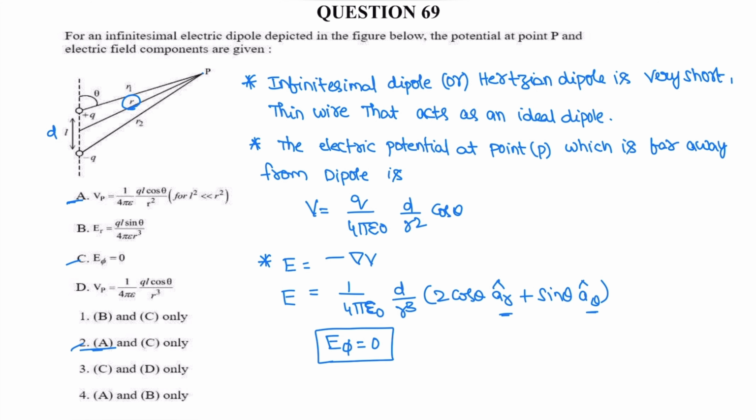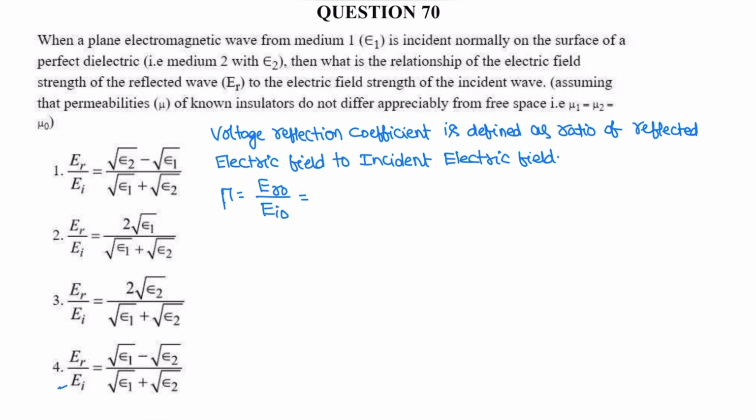Option 2 is correct. Next, when a plane electromagnetic wave from medium 1 having permittivity of epsilon 1 is incident normally on the surface of a perfect dielectric, medium 2 with permittivity of epsilon 2, what is the relationship of the electric field strength of the reflected wave to the electric field strength of the incident wave? So the reflected component of electric field and the incident component of electric field are related by the reflection coefficient. So this reflection coefficient gamma is given as ER naught by EI naught.